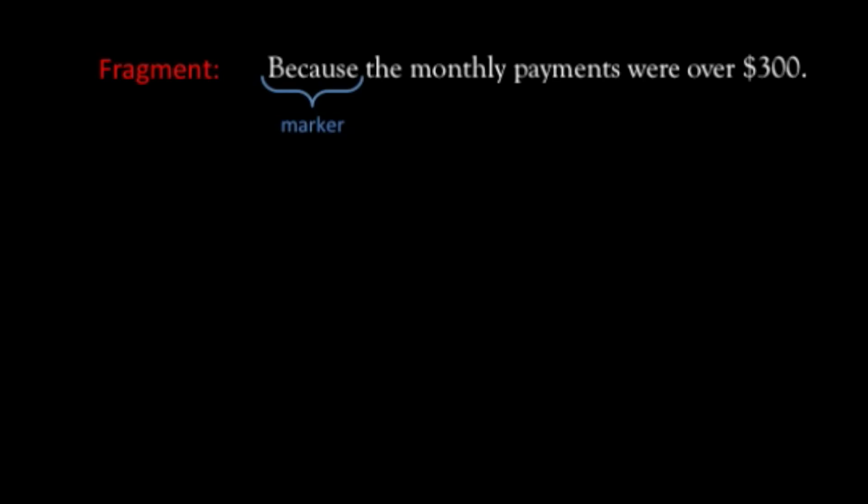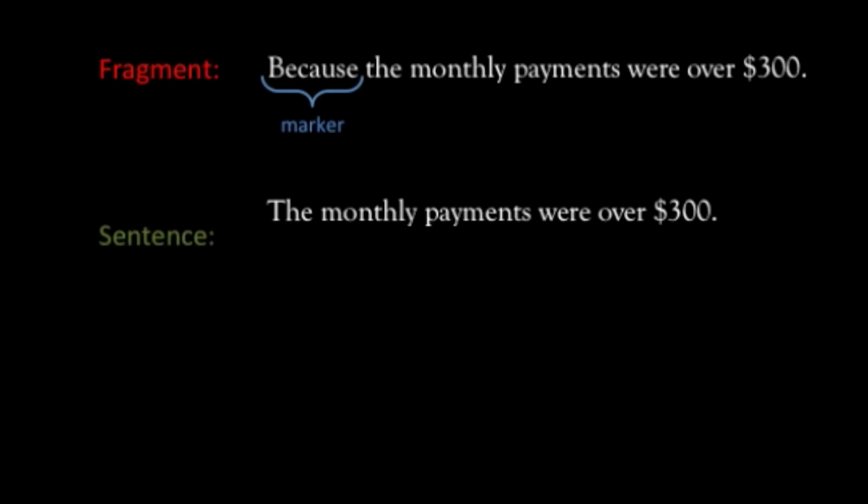Solution number one works with subordinate adverb clauses. Remove the subordinate clause marker and you'll be left with a main clause. The monthly payments were over $300. It's now a proper sentence.